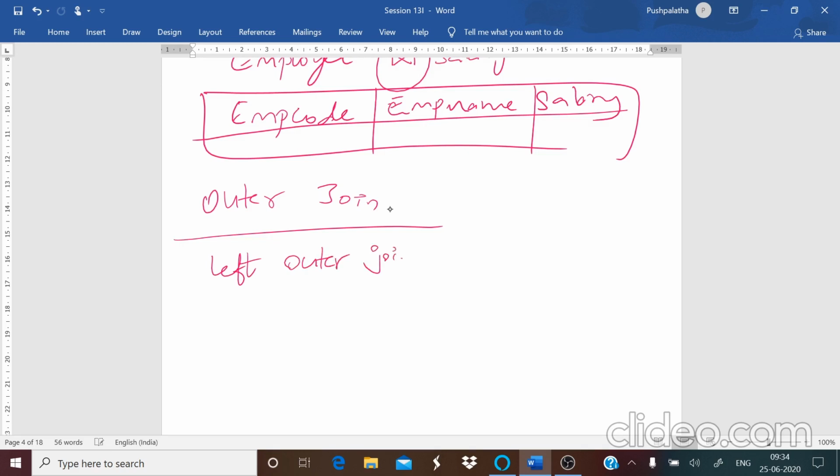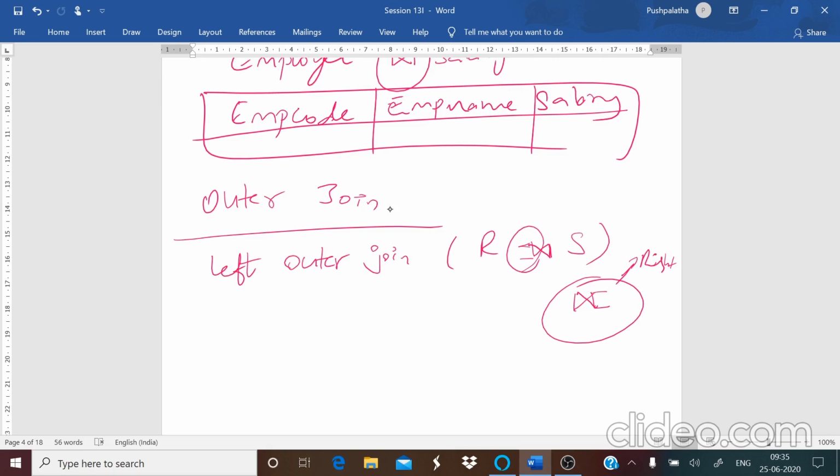Left outer join. For example, if you have two tables R and S, it is represented as, see, this is your left outer join. Again in the same way, if you want your right outer join, you give it in this way. This is your right outer join.